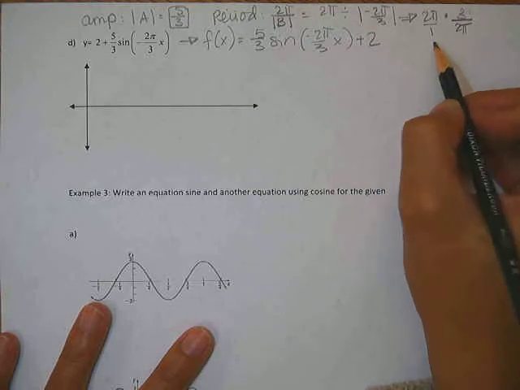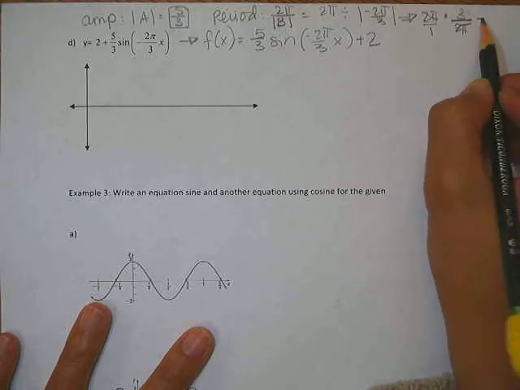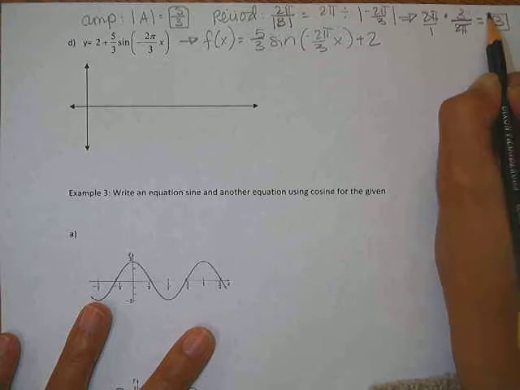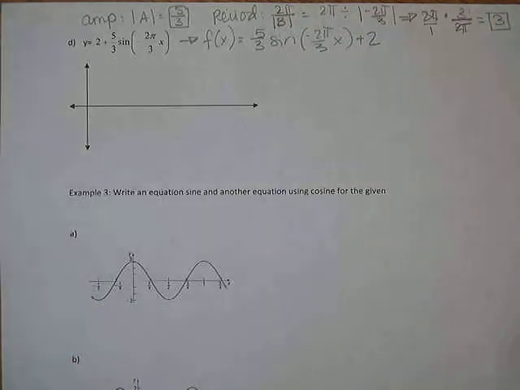Make that into a fraction. 2 pi and 2 pi would cancel each other out. So my period is just simply 3 units horizontally. Beautiful. I'm going to drink some water.